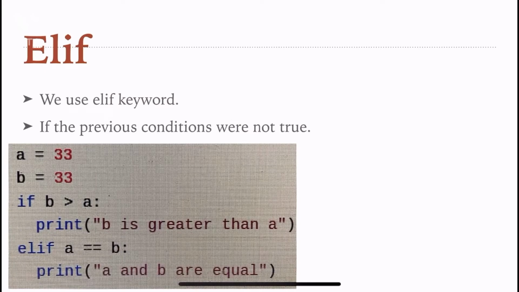We have the elif keyword. We use the elif keyword if the previous condition was not true. Like this, a equal to 33, b equal to 33. If b greater than a, then print b is greater than a. Elif a equal to b, so it will print a and b are equal.